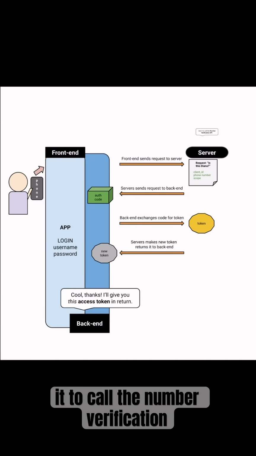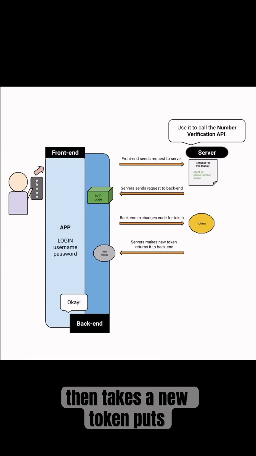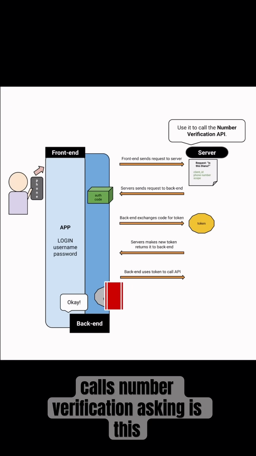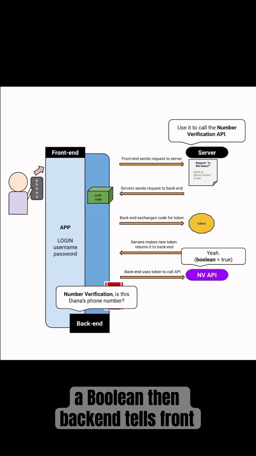Use it to call the number verification API that's been sitting here all this time. And the backend then takes a new token, puts it into this made-up phone booth, purely used for visual aid, and calls number verification, asking, "Is this Diana's phone number?" And the API is like, "Yeah," because it returns a Boolean.